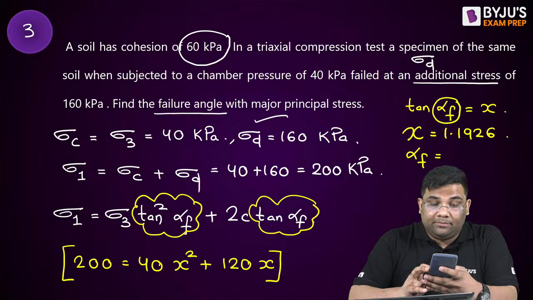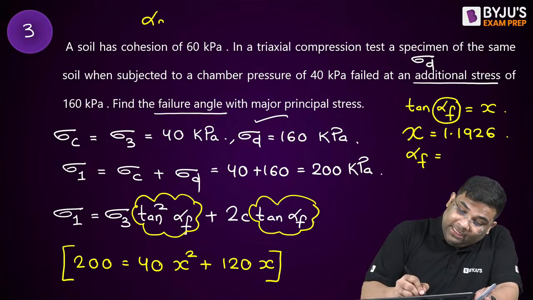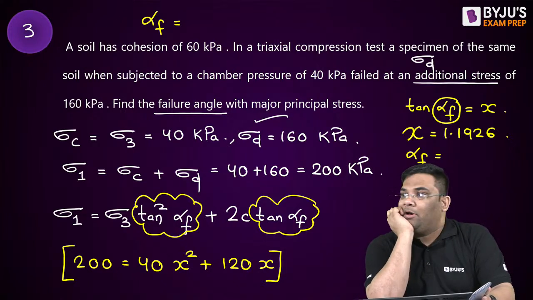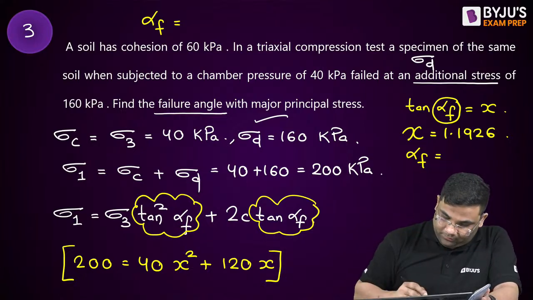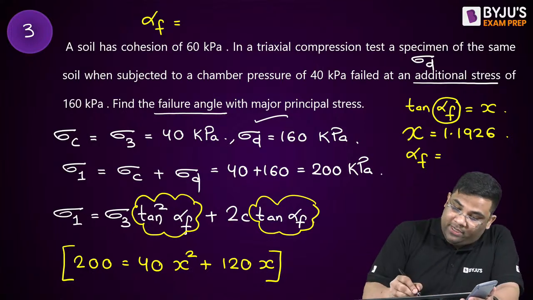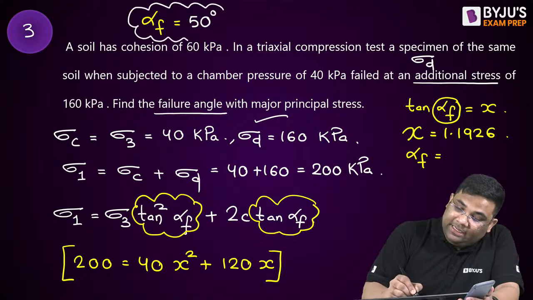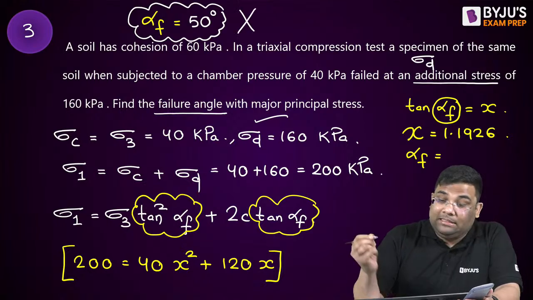How much are you getting for this alpha f, everybody? Alpha f, how much? 50, very good. Very good, students. So the answer is 50 degree. The failure angle is asked, 50 degree. No, this is the wrong answer.